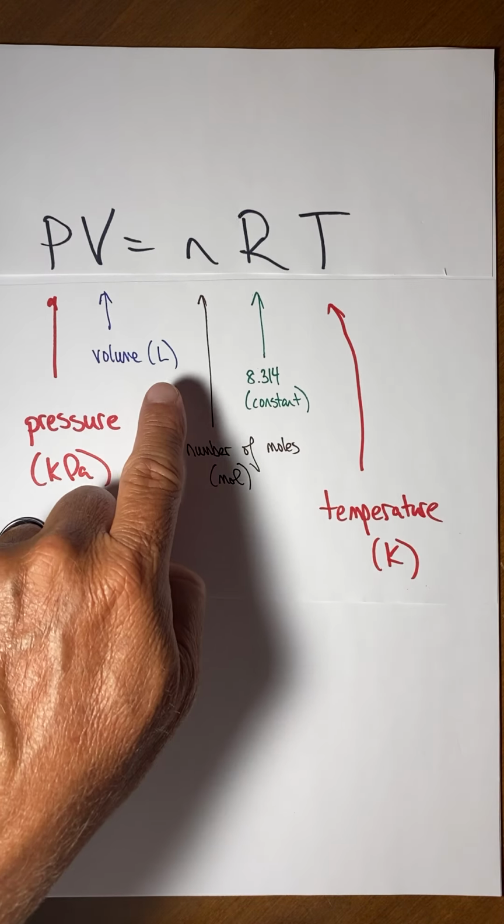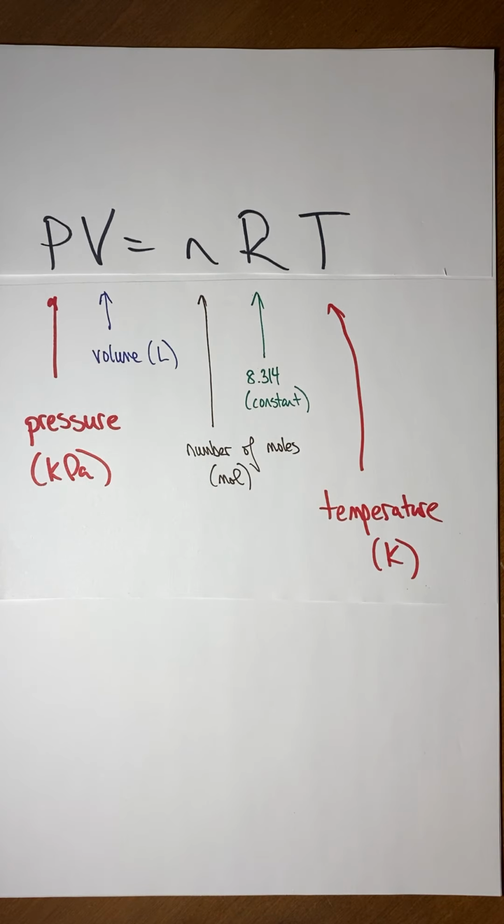V is volume. Now, volume has to be in liters, okay? So again, make sure that you're able to convert between milliliters and liters. Little n, this is the little n that we've been dealing with for a couple of months. It's the number of moles. R is a constant. So this number you would have to memorize. It's 8.314. That's a number you just have to sit there and memorize. And then temperature happens to be in Kelvin.